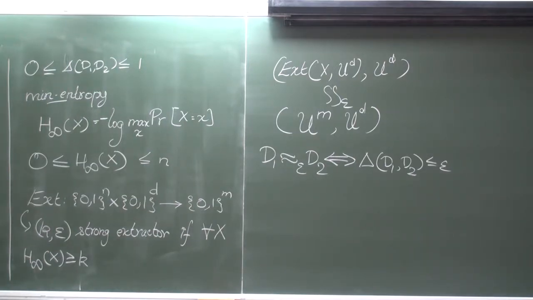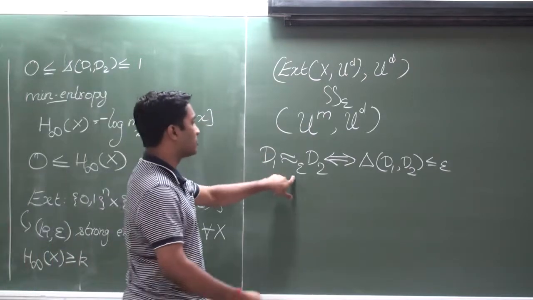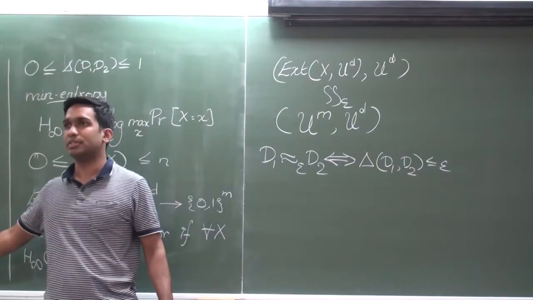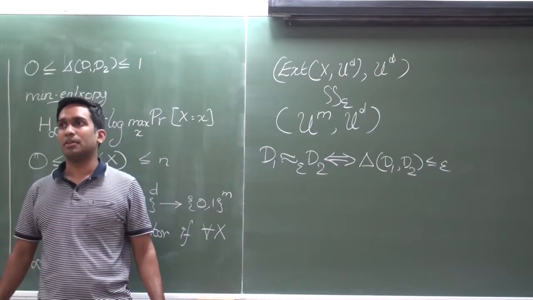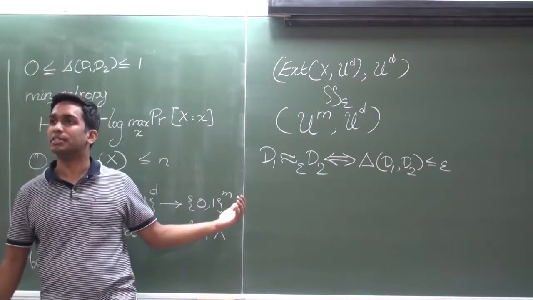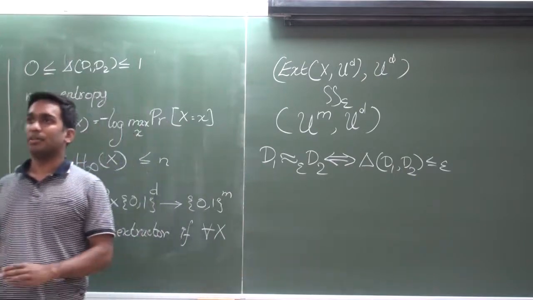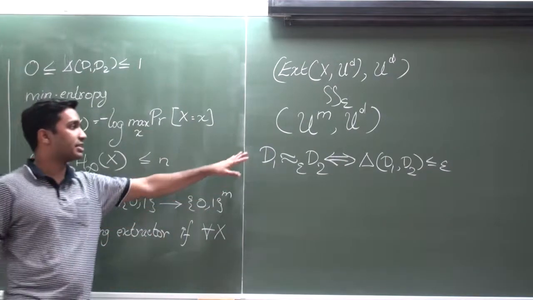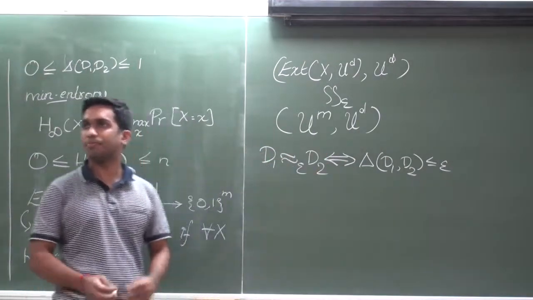What do you mean by that epsilon close? Yeah, epsilon close, because the statistical distance will be bounded by epsilon. No, this is the definition. I call an extractor a strong extractor, a k epsilon strong extractor, if the distribution has enough entropy, that is at least k, and the statistical distance is bounded by epsilon.